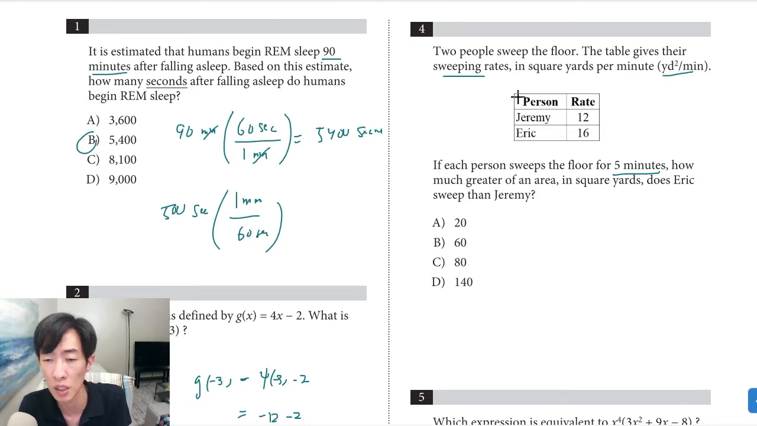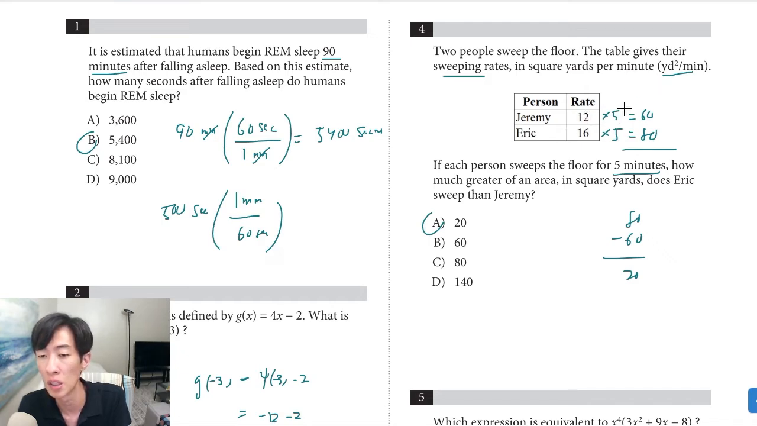So this is like question 1, but for the sake of time, I'm not going to use the conversion factors. I'm just going to multiply each of these by 5. That gives us 60 on the top, and 16 times 5 is going to be 80. And so they want to know the difference. So Eric sweeps 20 more square yards than Jeremy, and so A is going to be the answer. And notice this works because if you've got 12 yards per minute, you're multiplying by 5 minutes. The minutes cancel out, but just conceptually you can think in your mind, if you're doing 12 yards per minute and you do 5 minutes, you're obviously going to multiply 12 times 5.